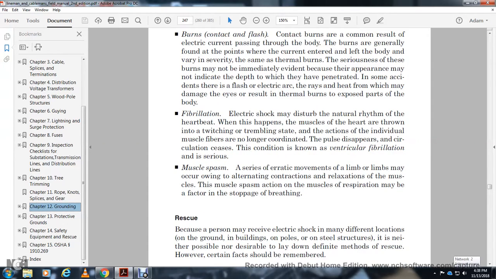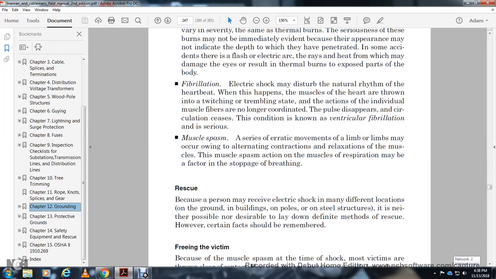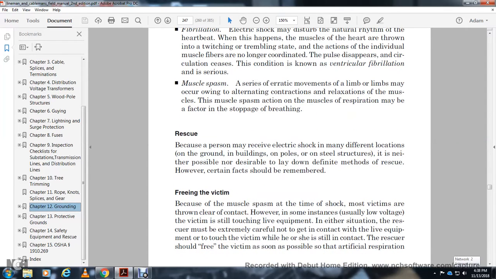Rescue. Because a person may receive electrical shock at many different locations, on the ground, in a building, or on a steel structure, it is neither possible nor desirable to lay down defined methods of rescue. However, certain factors should be remembered.